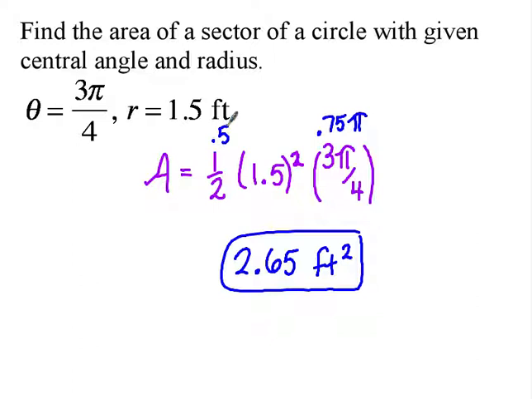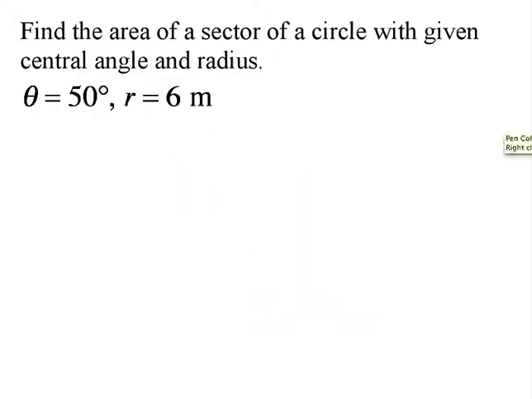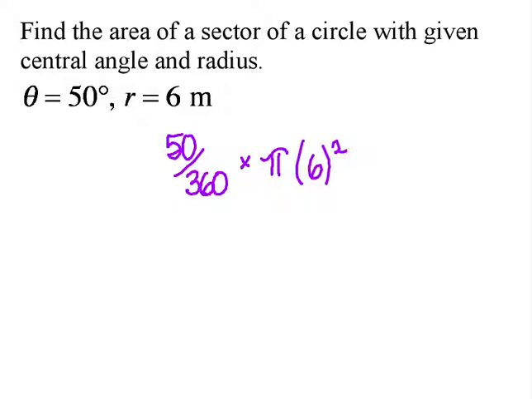Let's look at another one. Find the area of a sector, central angle theta equals 50 degrees, r equals 6 meters. The degree ones are going to be obvious because they're going to have a degree symbol. If it doesn't have a degree symbol, you know it's going to be radians. So 50 over 360 times pi times 6 squared. Now this one you can do without pretty much using your calculator.